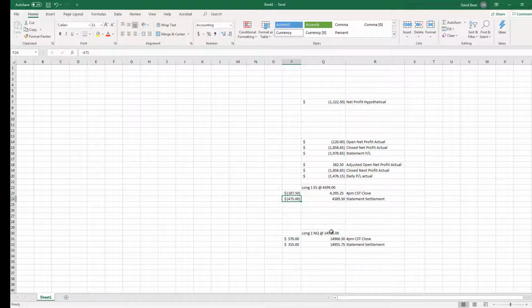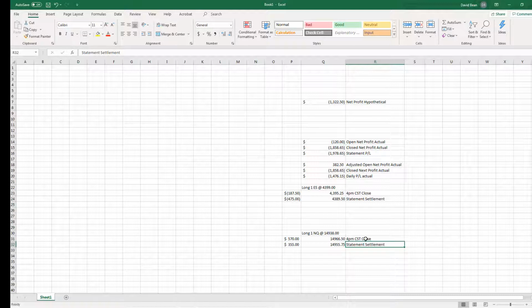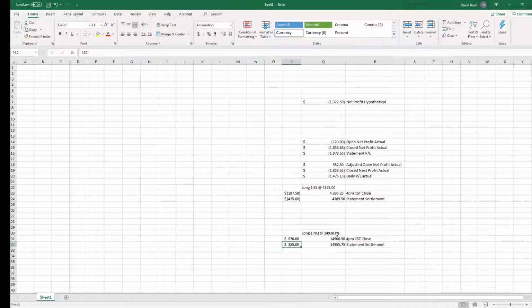And then long 1 NQ from 14.938, the settlement price around 3 p.m. Central Standard Time was 14.55.75, which means the trade held at a long trade at 14.938 was up 355 on that trade. Now, if you take the difference between minus 475 and plus 355, you get minus 120. These are the values on the statement. Minus 120 is the open position. Minus 1858.65 is the closed net profit actual, and it's 1978.65 statement P&L.